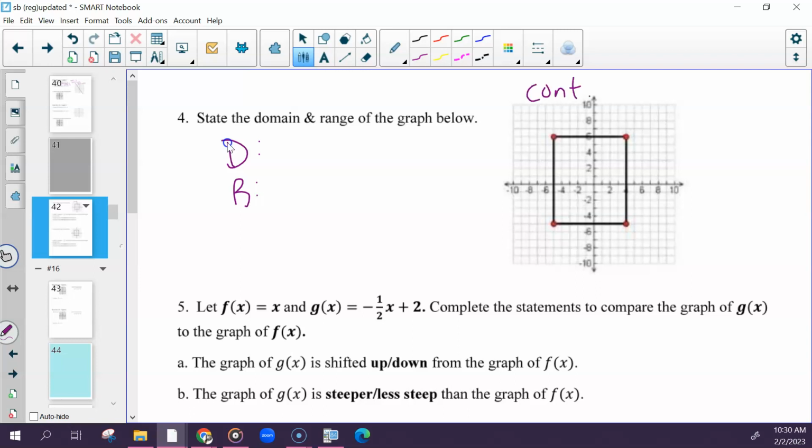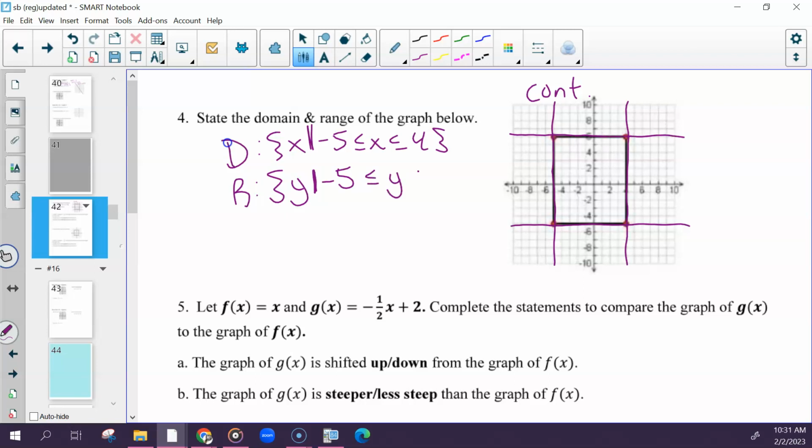So because it's continuous, then we're going to write it like this: x, y, the line, or such that. And you're looking for this left, for this right, lowest, highest. So for this left was -5, for this right was 4. And then lowest was at -5, highest was at 6. So that should have been how our domain and range looked.